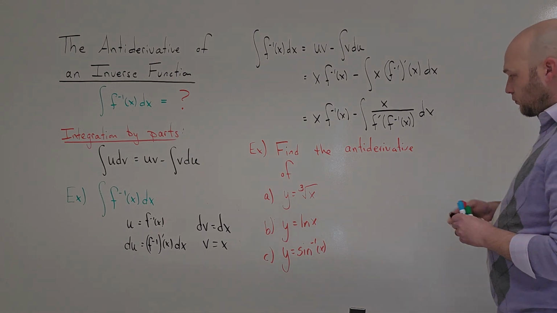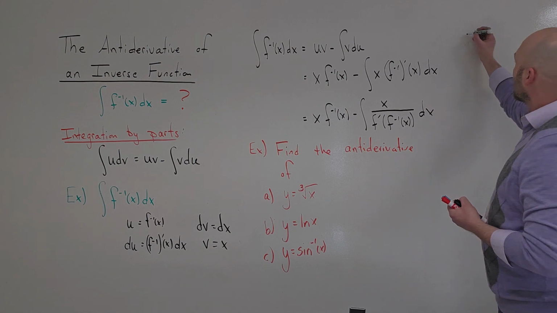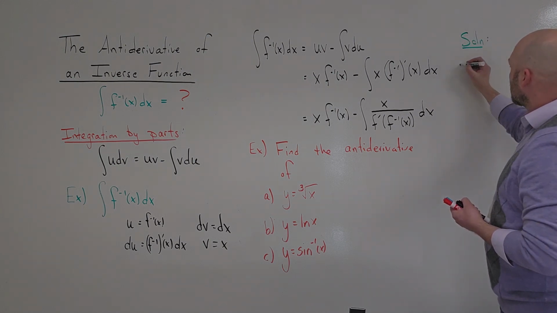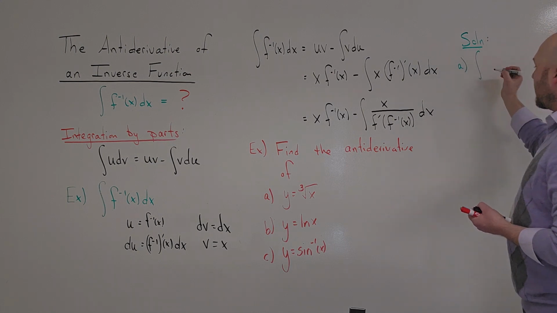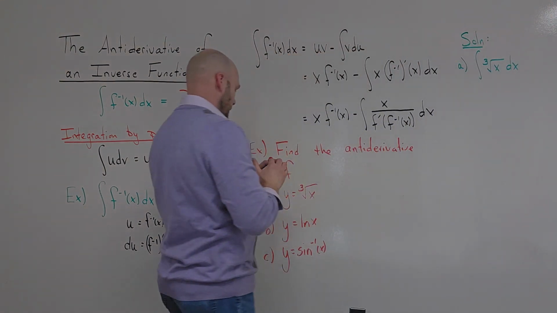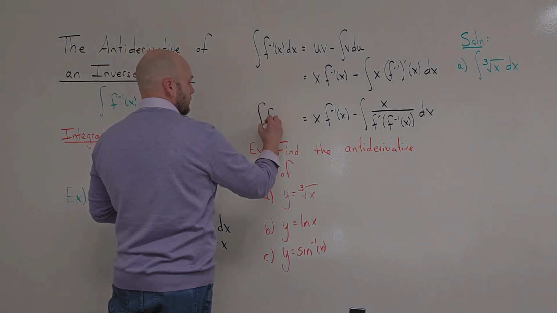Okay, let's go through the solution. For part A, I'm looking for the integral or the antiderivative of the cube root of x. Let's summarize this over here and put it in a box.